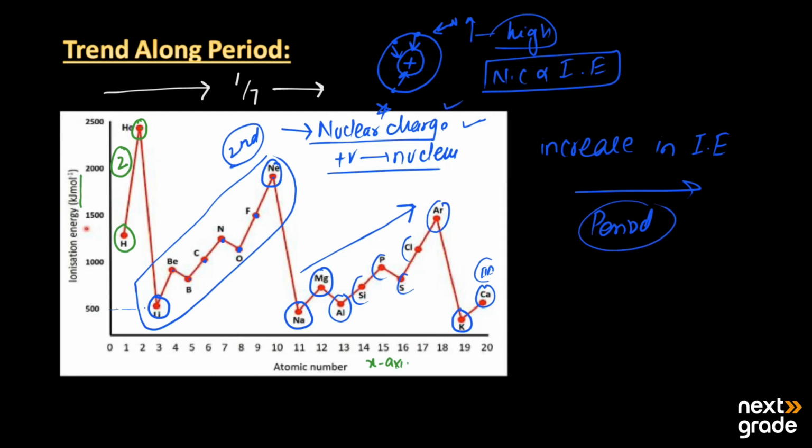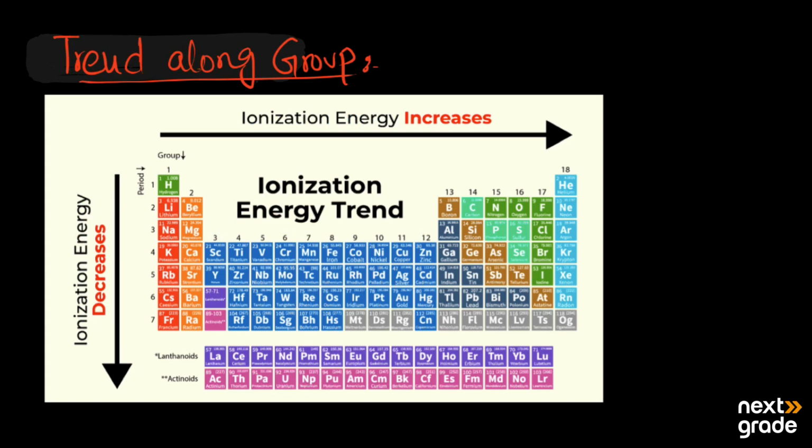After this we have its trend along the group. So as we move from top to bottom in the group, we just see that there is a gradual decrease in the ionization energy. Now, what is the reason behind that? So, there are several reasons.